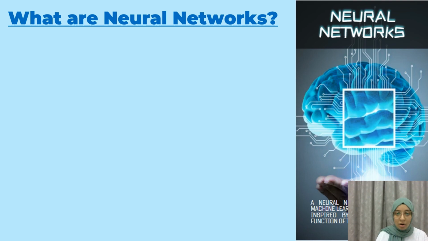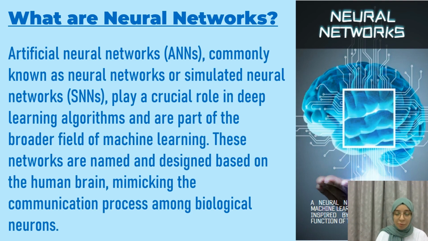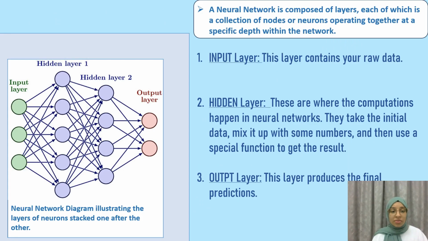So what are neural networks that I had mentioned before that were so crucial? I have provided a description here, but to put it in short, neural networks are a type of machine learning algorithm that was created inspired by the human brain. In this diagram, you will notice that we have layers of neurons stacked one after the other.